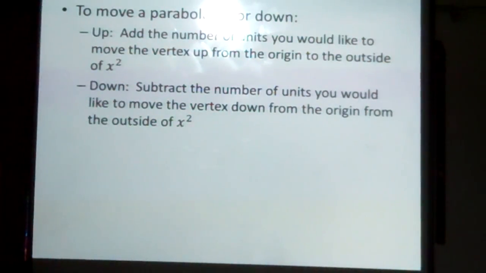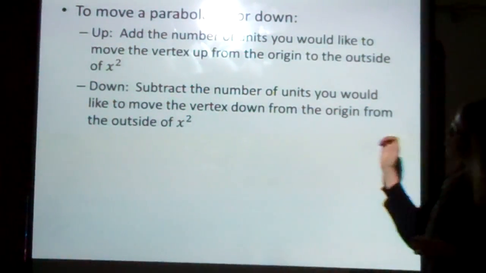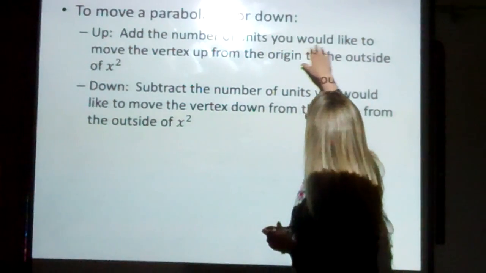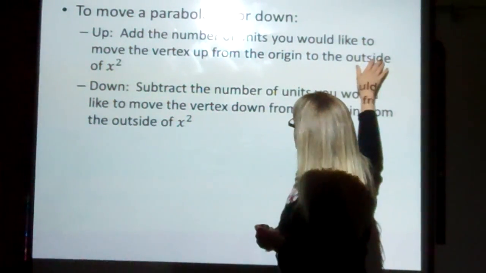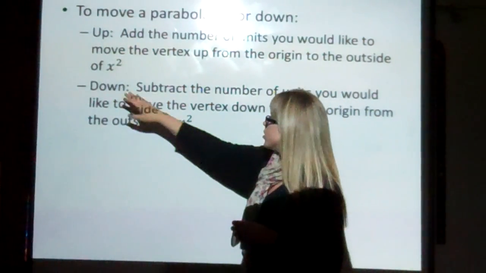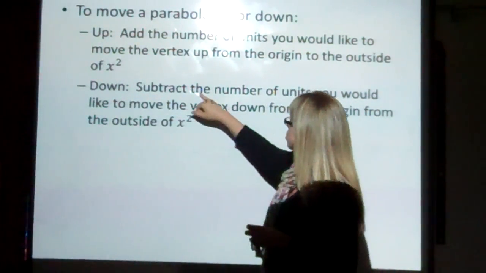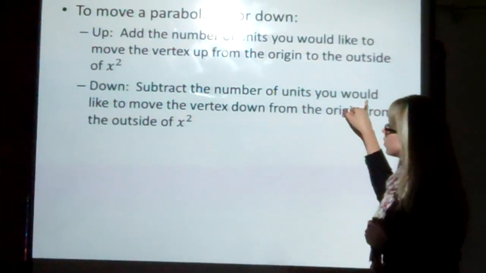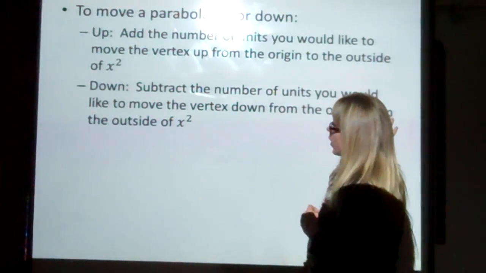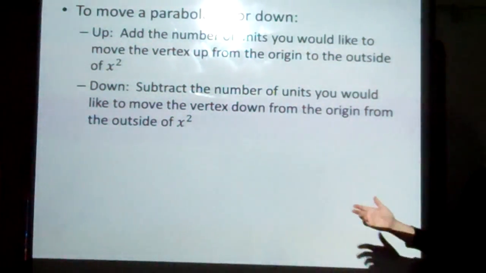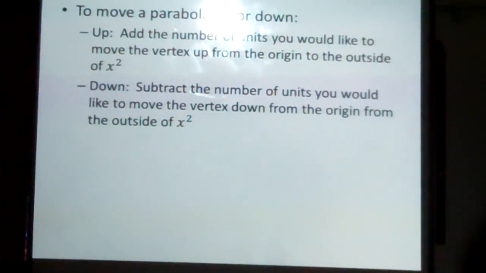So basically, to move a parabola up, add the number of units you would like to move the vertex up from the origin to the outside of the x squared. To move a parabola down, you subtract the number of units you would like to move the vertex down from the origin from the outside of the x squared. And we'll do an example to help illustrate what we mean by this.